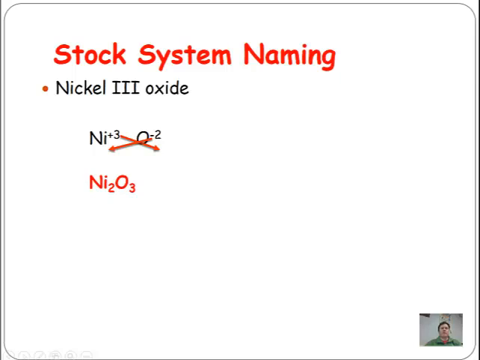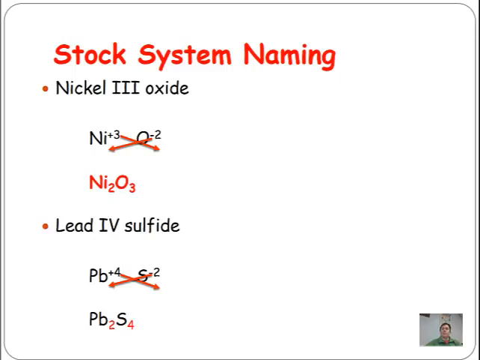Okay, try this one on your own. Lead(IV) sulfide. Go ahead and crisscross, write your charges, crisscross them. Okay, so lead's going to be a +4. Sulfur we know is a -2. Okay, when we crisscross, we get Pb2S4. Remember, we always want to use the empirical formula at the lowest ratio, so we have to reduce each of those by 2, so we end up with PbS2. Don't forget to do that.